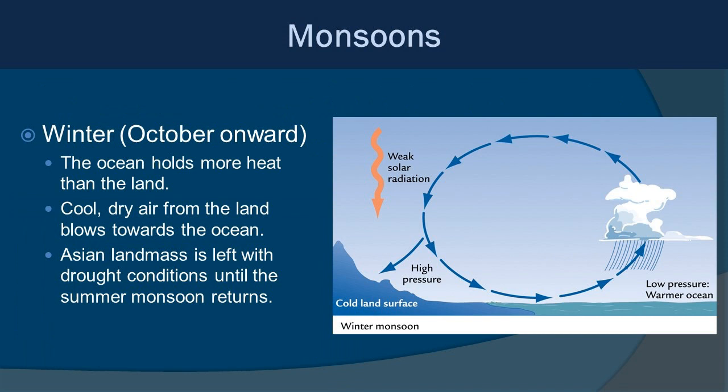So in the winter, the ocean holds more heat than the land. This causes a reversal, where you have the cool, dry air from the land blowing towards the ocean. In this scenario, the Asian landmass is left with drought conditions that pretty much persist through the summer until the monsoons return. As you can imagine, having both floods and droughts annually can cause problems with human populations, and they do struggle with balancing all of this.